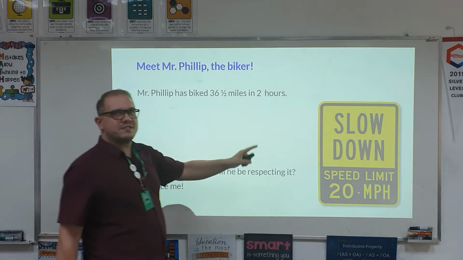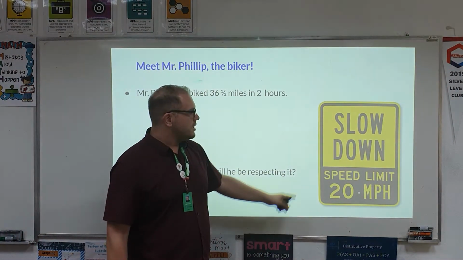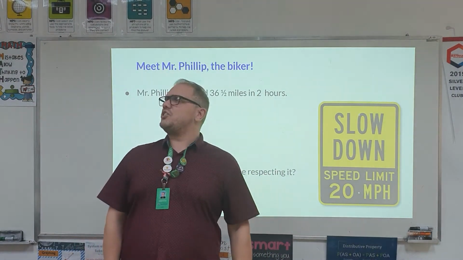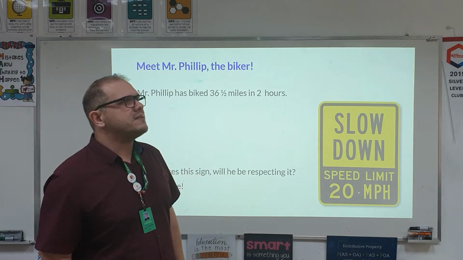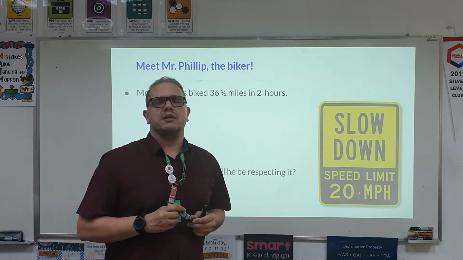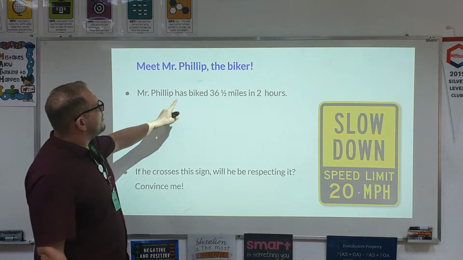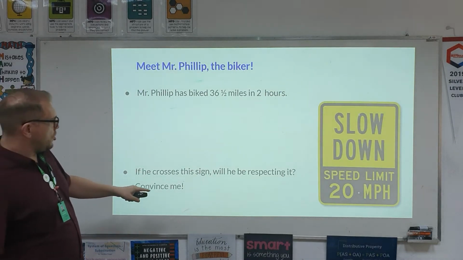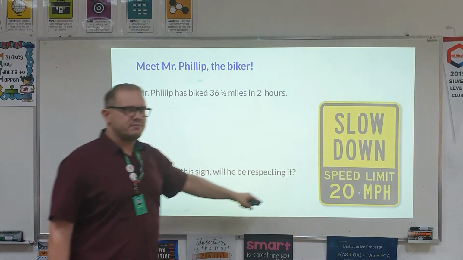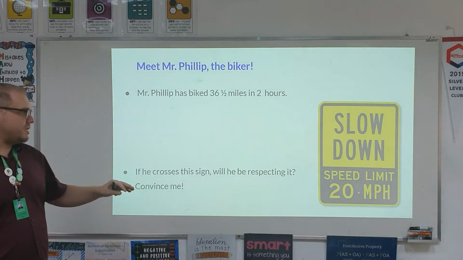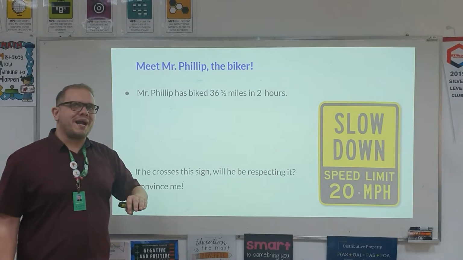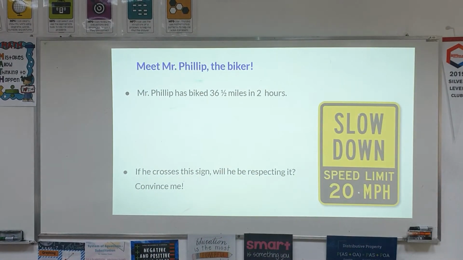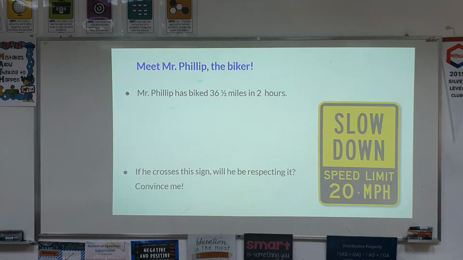Well, let's say he crosses this sign by the road: Slow down, speed limit 20 mph. Wait, mph, I've seen that before. I think it means miles per hour. Yeah, I think so. But he has biked 36.5 miles in 2 hours. So if he passes by this sign and he keeps a constant speed, will he be respecting the sign? Convince me with your math. Pause this video and try it on your own.